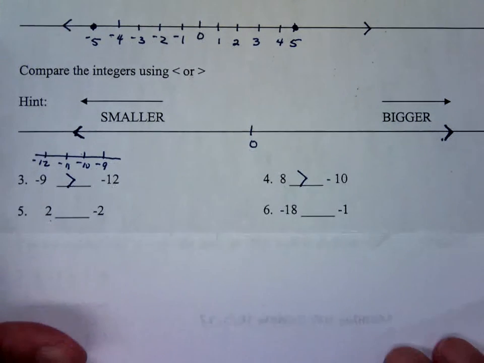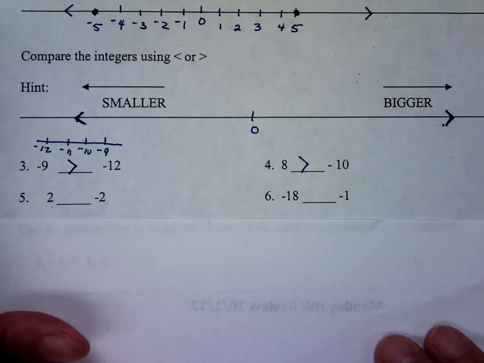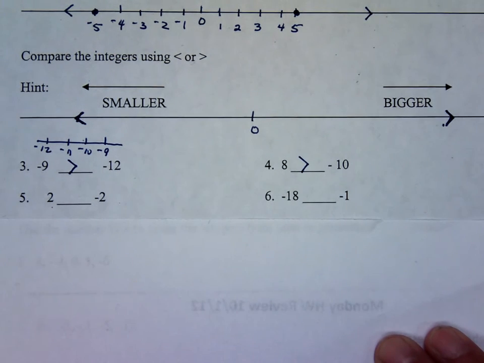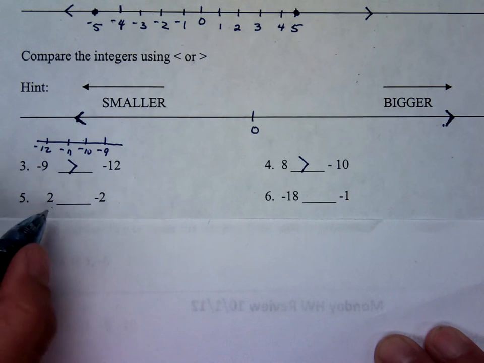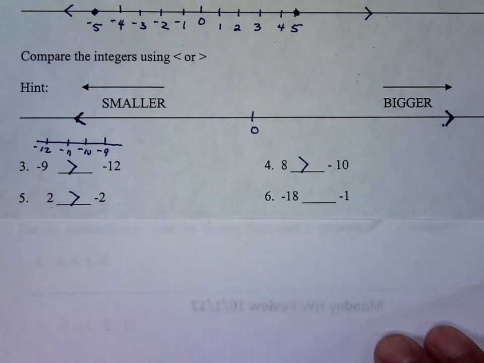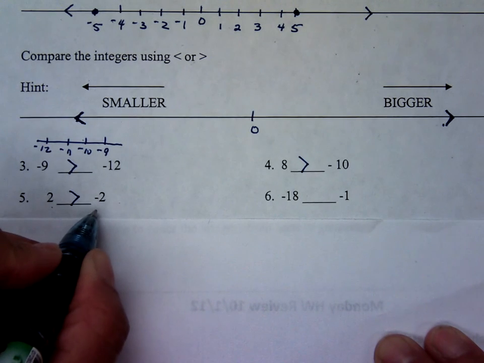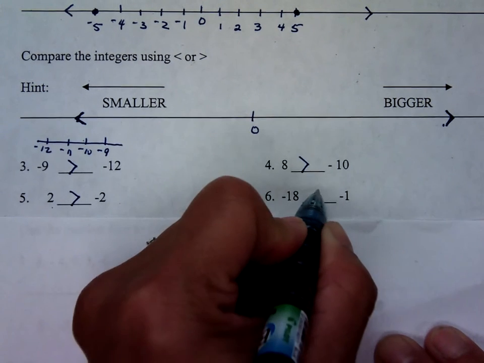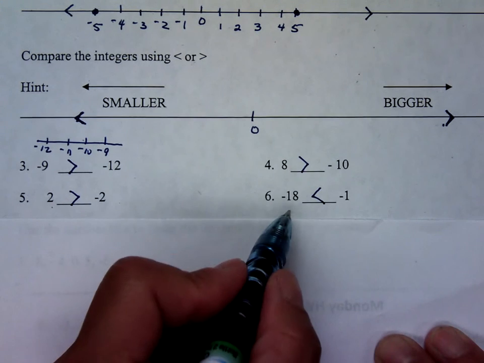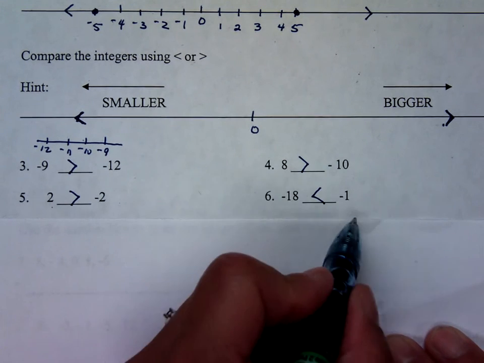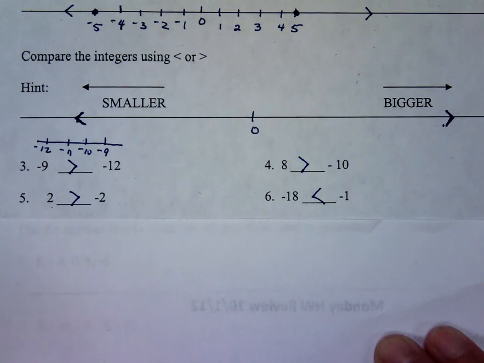Try number 5 and 6 on your own. Push pause, and then when you're ready, push play. 2 is greater than -2 because 2 is on the right-hand side, and -2 is on the left-hand side. -18 is less than -1 because -18 is on the left-hand side, and -1 is on the right-hand side.